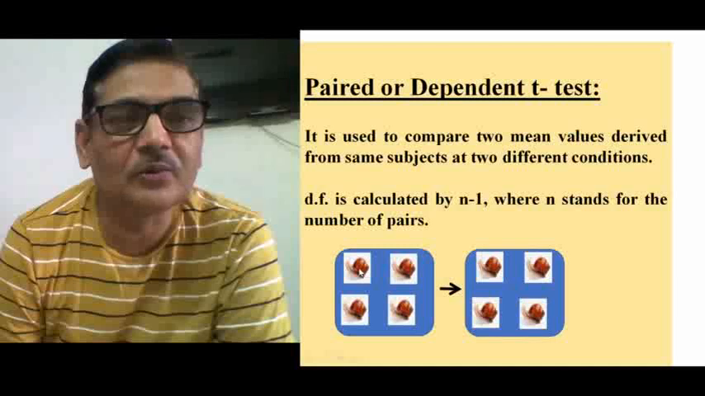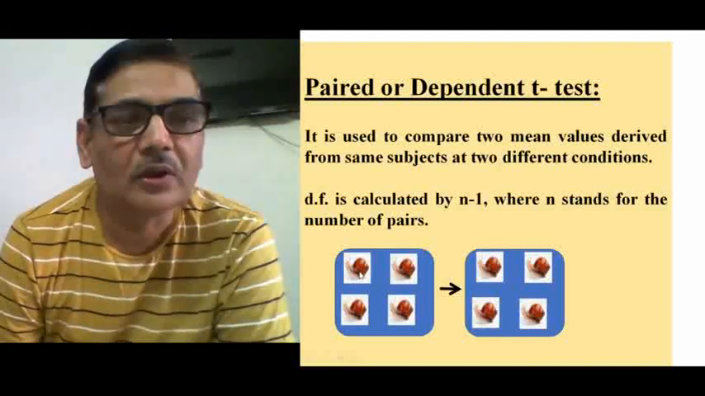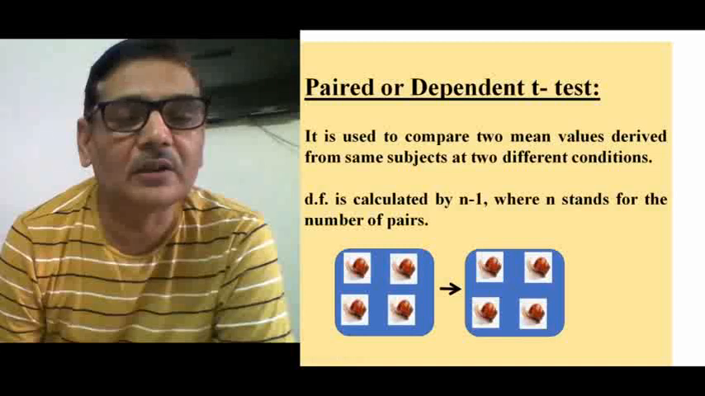Like in this diagram, you see four different individuals of a snail species are shown, and suppose we are measuring their total weight. So we would be having weight of these four individuals in one condition, and then after a certain period of time they are being observed for the same trait. So we can see the difference between the mean values obtained in two different conditions.